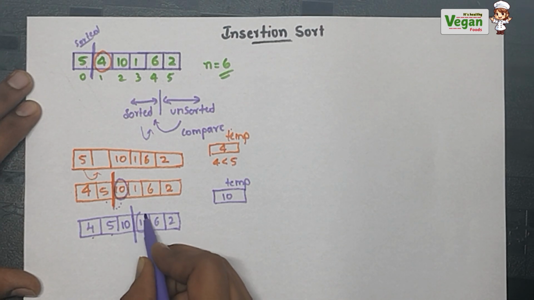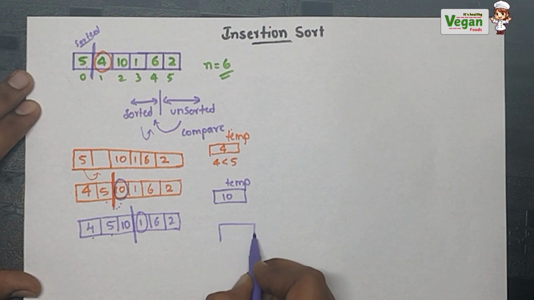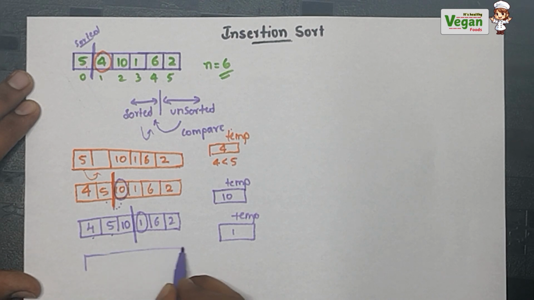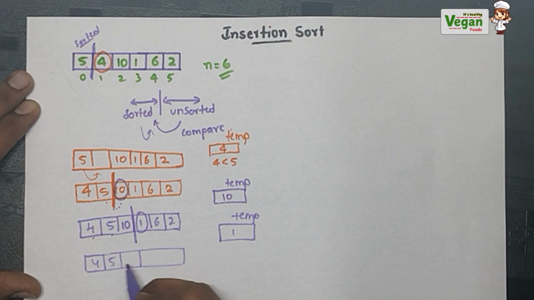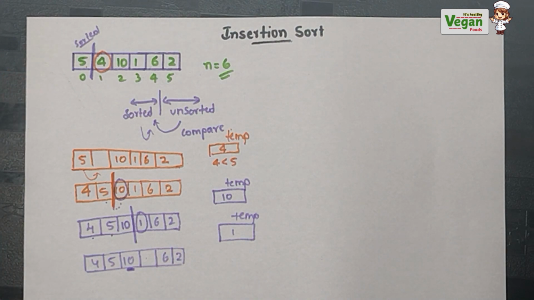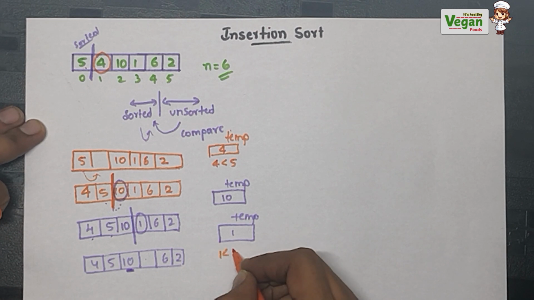Next, what is the first element in the unsorted sublist? 1. Now I will keep 1 in the temporary block. So what it will be? 4, 5, 10. This will be the free space, 6, 2. I will compare with the 10. So if I compare with 10, 1 is less than 10.